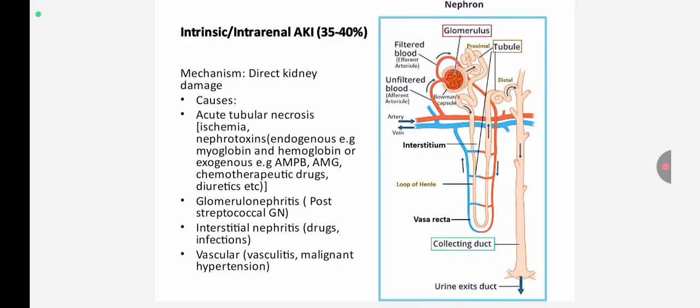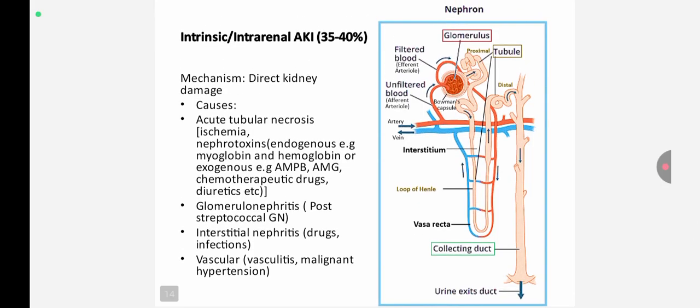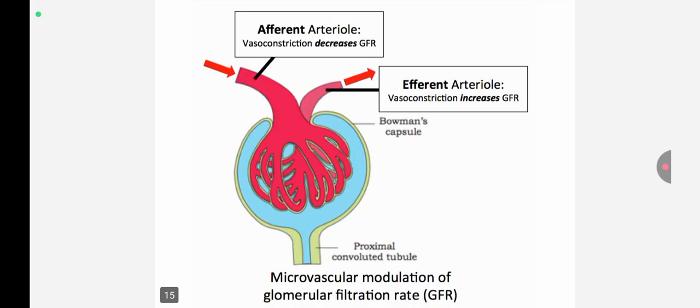Conditions like systemic lupus erythematosus, that is SLE, can also cause interstitial nephritis. Then the other cause of intrarenal AKI is vasculitis, that is inflammation of the blood vessels, or malignant hypertension. So let's quickly go to the postrenal AKI.